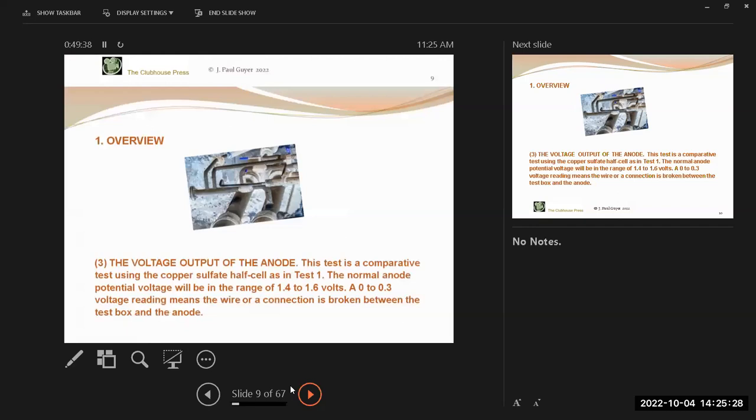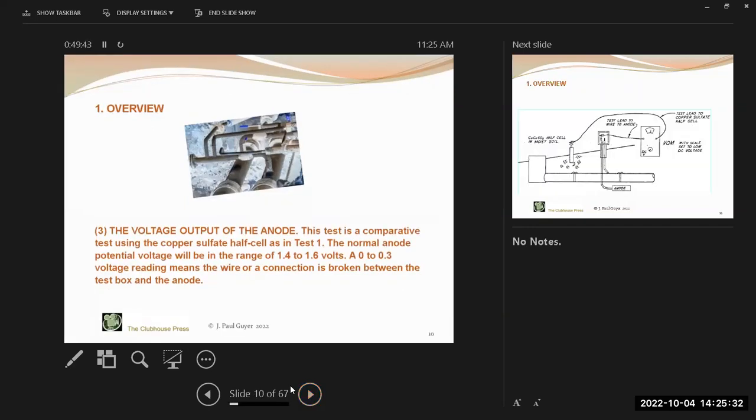Now, the third test is testing the voltage output of the anode. In a sacrificial anode system, the voltage you get is a function of the electromotive potential of iron, your protected structure, and the electromotive potential of the metal that you select for your anode. Typically, it's going to be magnesium or zinc, maybe aluminum. This is simply taking advantage of the fact that different metals have different electromotive potentials.